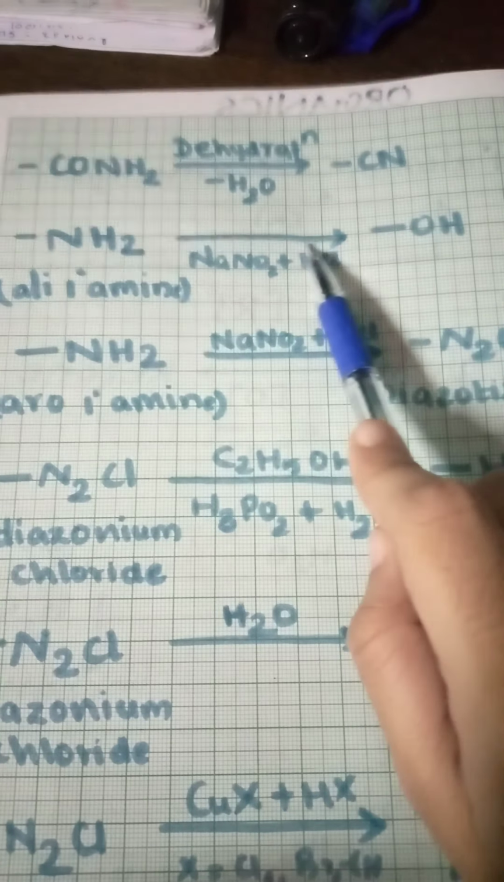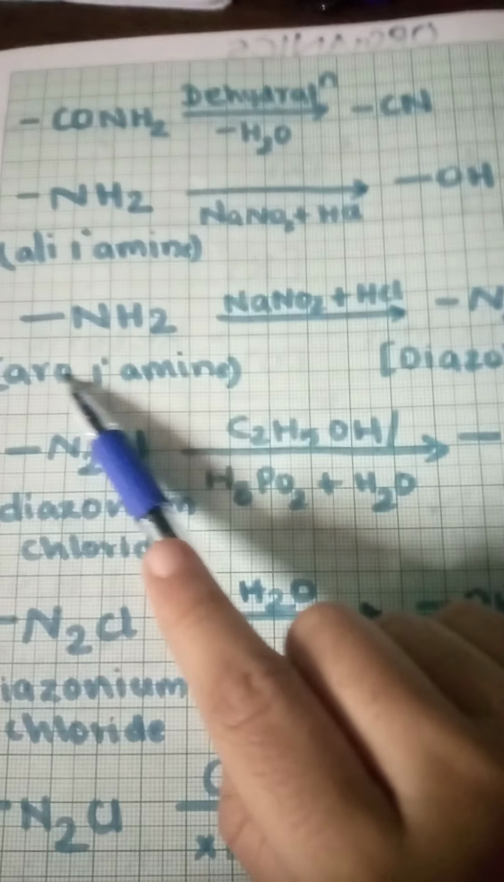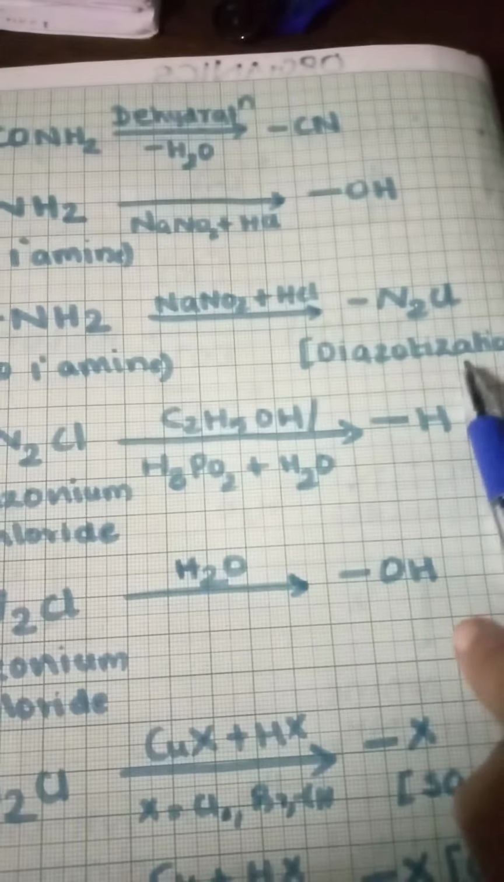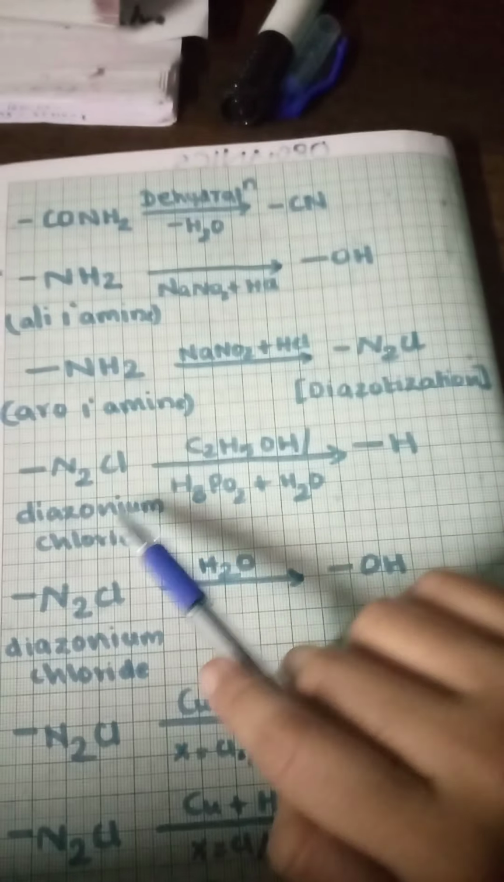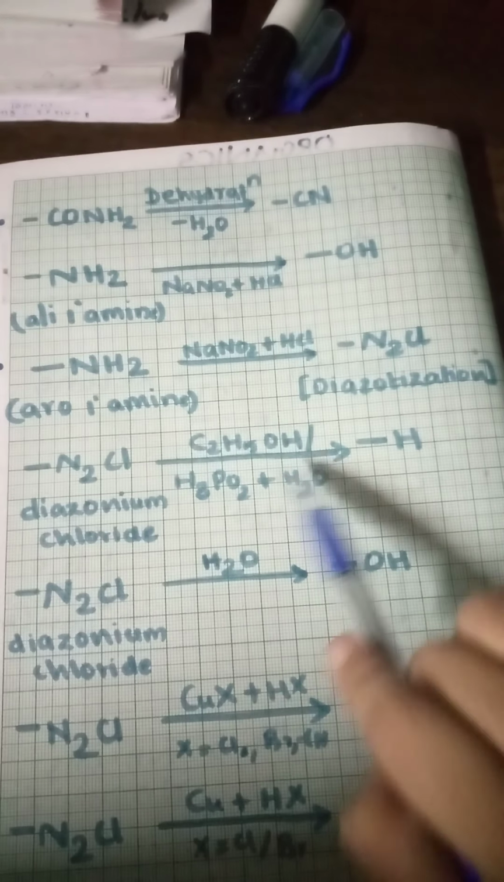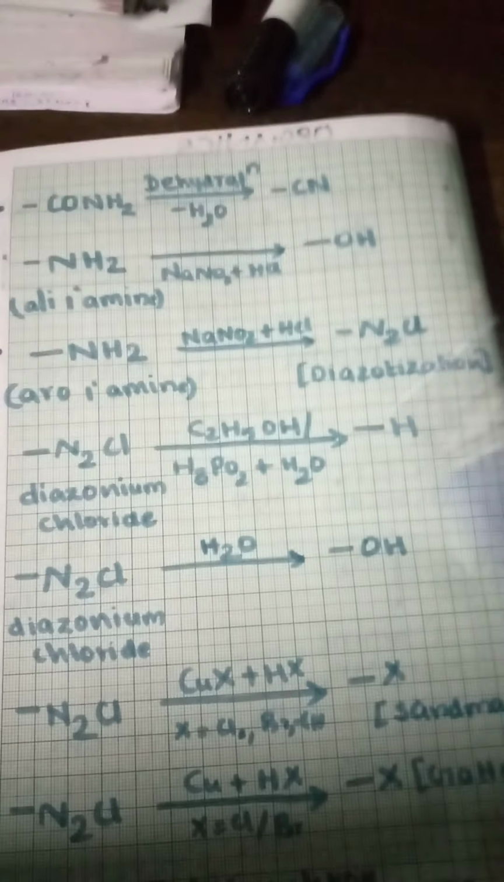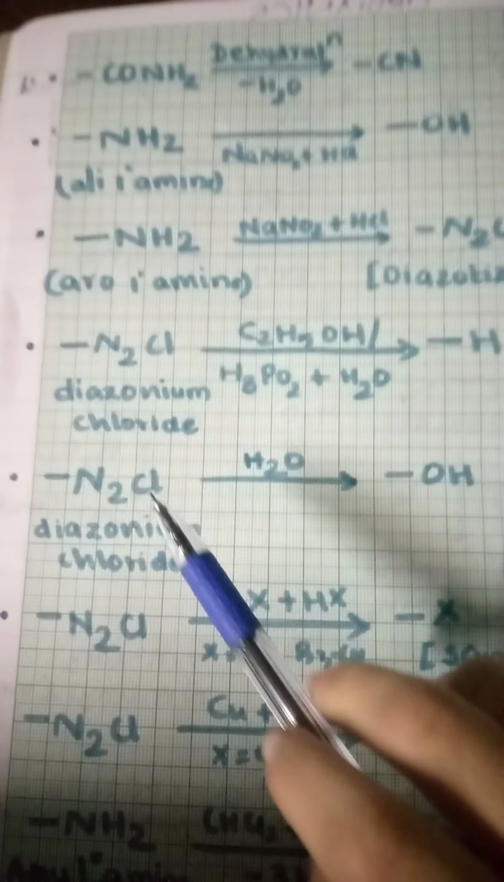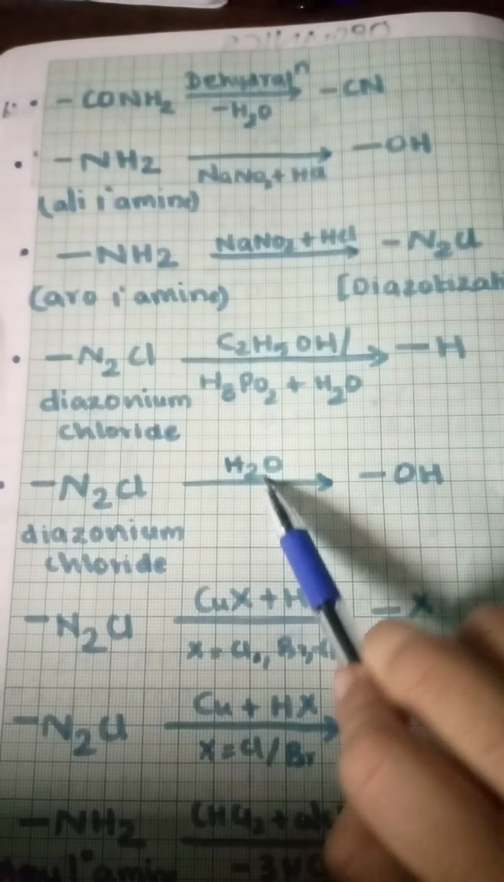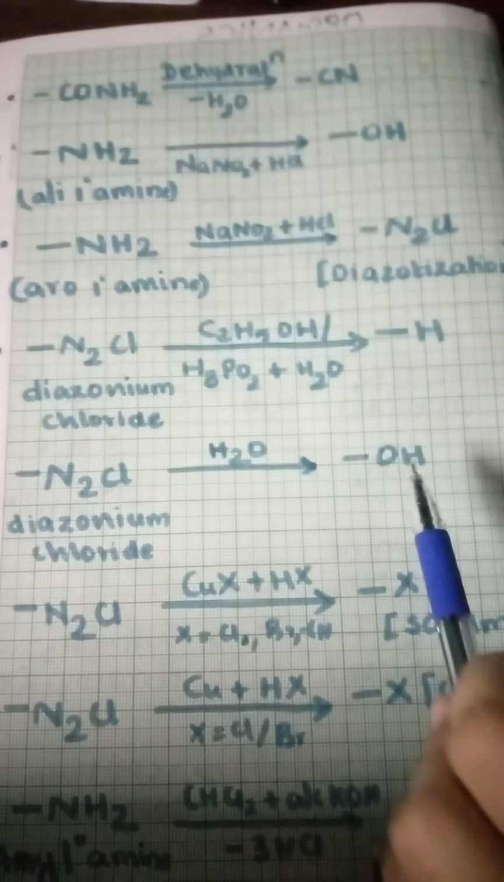So whenever it is an aliphatic primary amine, the product that I get with NaNO2 and HCl is an alcohol. But if it is aromatic, it is a diazotization reaction, that is, it will give me N2Cl. Now, if I take this N2Cl and add C2H5OH or any alcohol, we'll be left with the hydrocarbon, that is, hydrogen. And the same N2Cl, if I add water, I will get the alcohol itself, the same reaction.